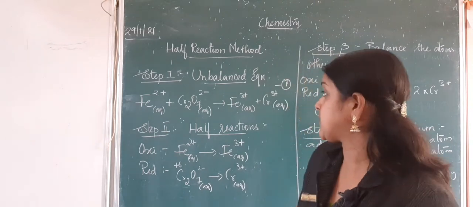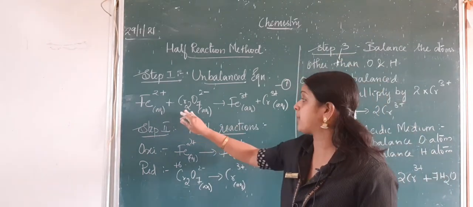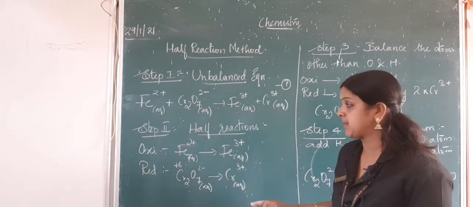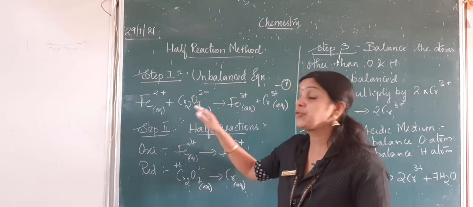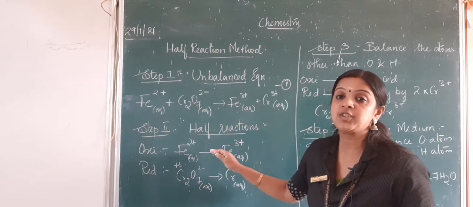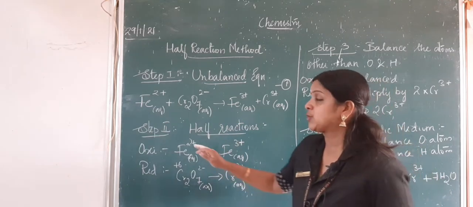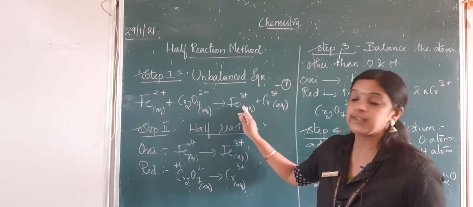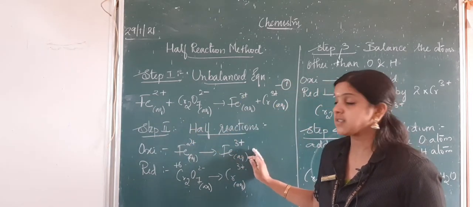So for the first step, we have written Fe2+ combining with dichromate ion to form Fe3+ and Cr3+. What is step 2? We need to split the reaction into oxidation and reduction reactions. So which is my oxidation reaction? Fe2+ getting converted to Fe3+. So I have written that reaction.